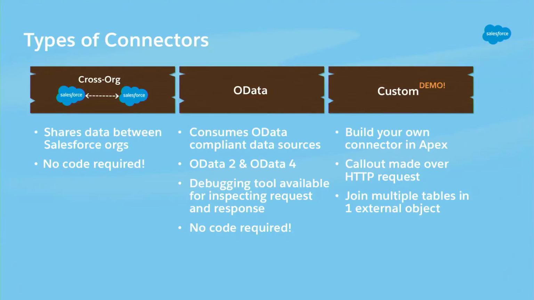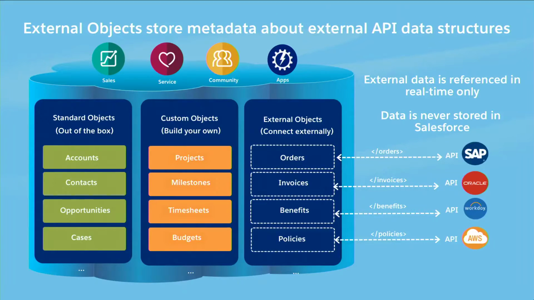So what is an external object? External objects are what we like to call the cousin of custom objects. They look very similar, and they feel and look the same in the platform. You have fields on them, and external objects represent a schema, just like custom objects do, but they're the metadata for your external data. You're able to connect to a variety of different data sources and access or virtualize many different kinds of data. The key difference between custom and external objects is that custom objects are stored in Salesforce, and external objects are only referenced and are stored in your external system.